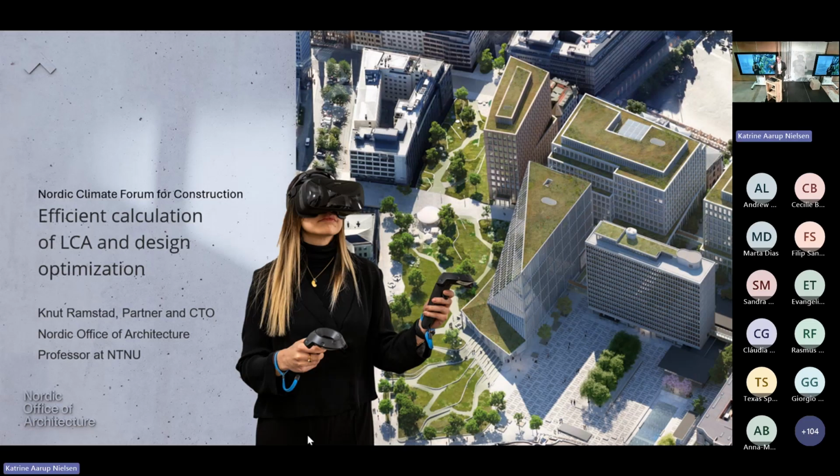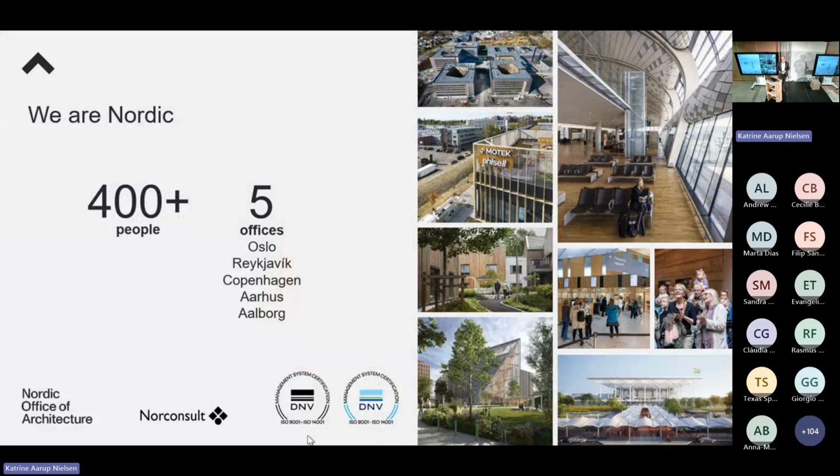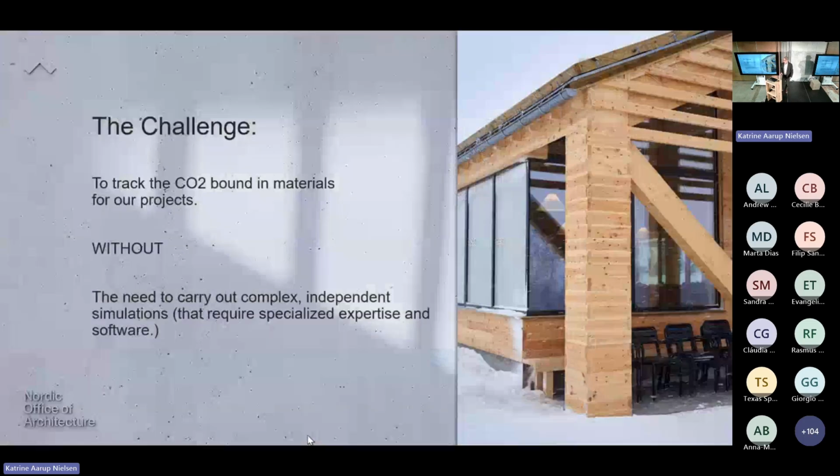My name is Knut Ramstad. I'm from Nordic Office of Architecture in Oslo. And we're actually quite big in Denmark and Iceland as well. We have 60 architects in Reykjavik, which must be the highest density of architects anywhere in the world, I guess, compared to the population.